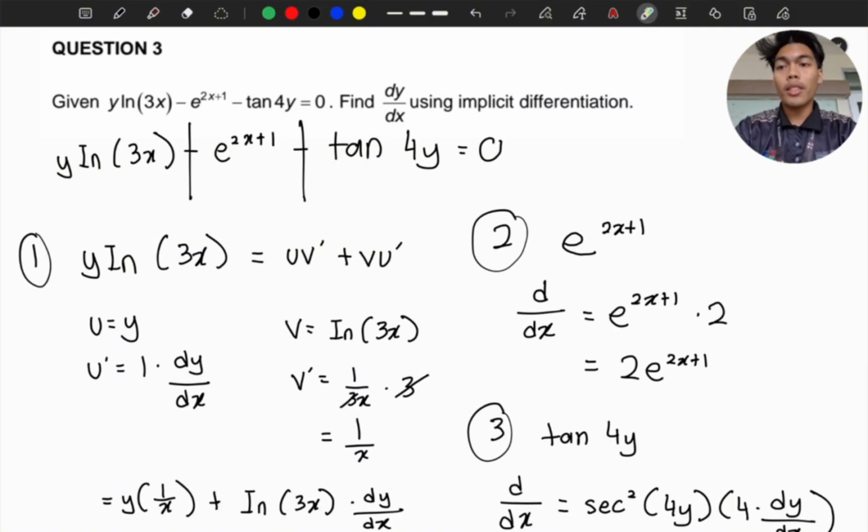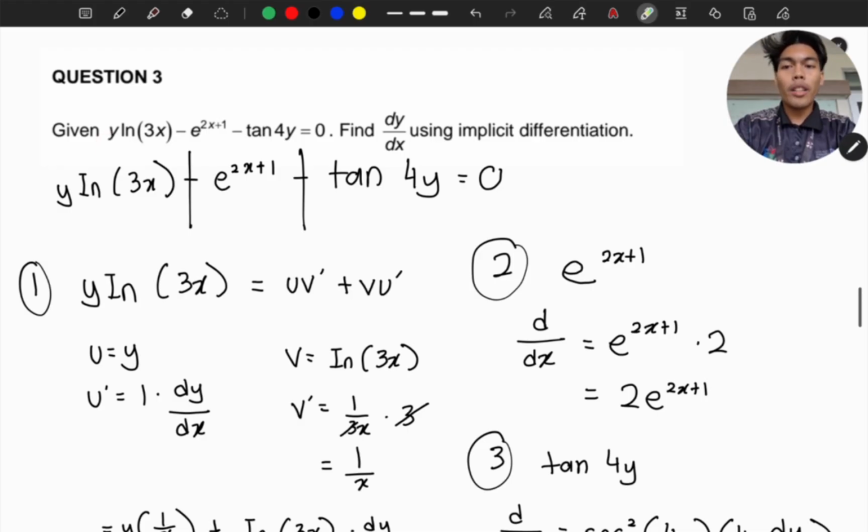So move on to question number 3. The given equation is y ln 3x minus e to the power of 2x plus 1 minus tan 4y equals 0. Okay, so the first step, we need to divide the equation into 3 terms. The first one is y ln 3x. The second term is e to the power of 2x plus 1. The third term is tan 4y.